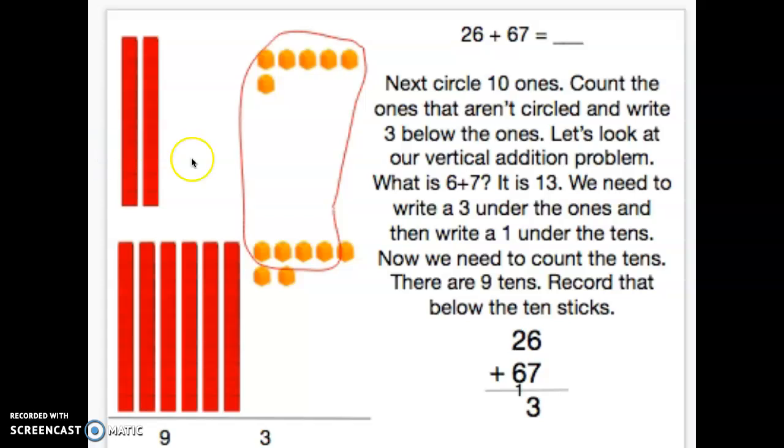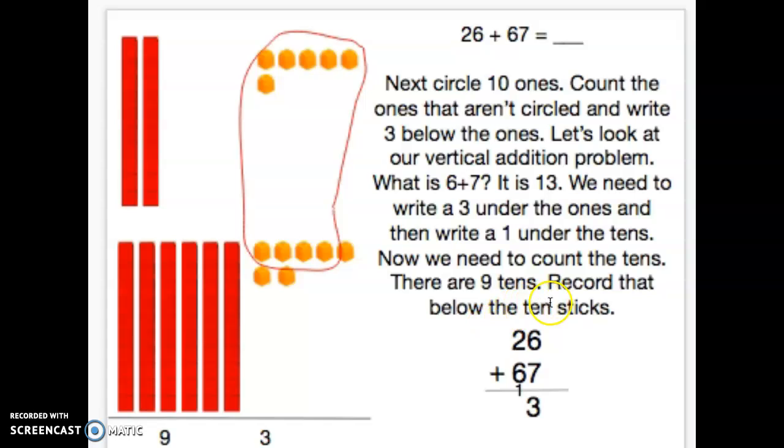Next, I'm going to go to my ones column and circle 10 ones. After I have circled 10 ones, I'm going to count the ones that are not circled and write that number below the ones. I have 1, 2, 3. There are 3 ones that are not circled, so I'm going to write it below the ones column.